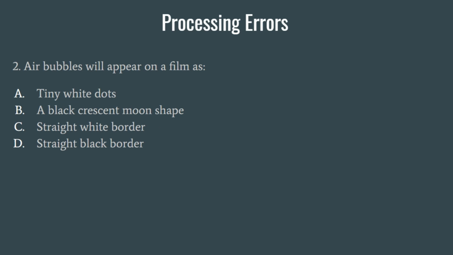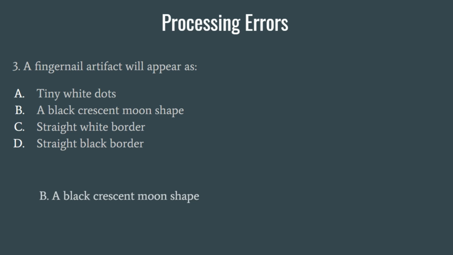Air bubbles will appear on a film as A, tiny white dots, B, a black crescent moon shape, C, a straight white border, or D, a straight black border. A, tiny white dots. A fingernail artifact will appear as A, tiny white dots, B, a black crescent moon shape, C, straight white border, D, straight black border. B, a black crescent moon shape.